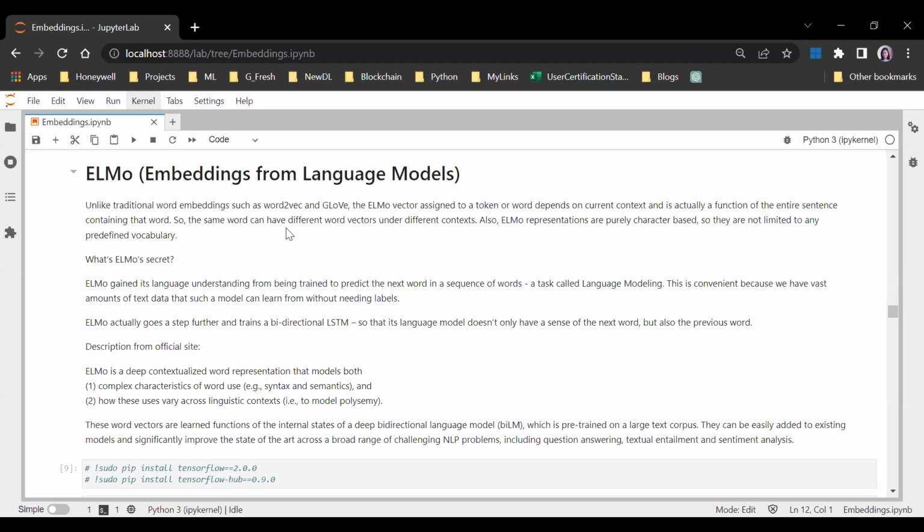Instead of using a fixed embedding for each word, ELMo looks at the entire sentence before assigning each word in it an embedding. Also, it generates character-based embeddings instead of word-based, so the representations are not limited to any predefined vocabulary. It internally uses a bidirectional LSTM trained on a specific task to create those embeddings, so that its language model has a sense not only of the next word, but also the previous word. That's why we use the bidirectional LSTM, so that we have the idea of the previous words as well as the next words while training the model.